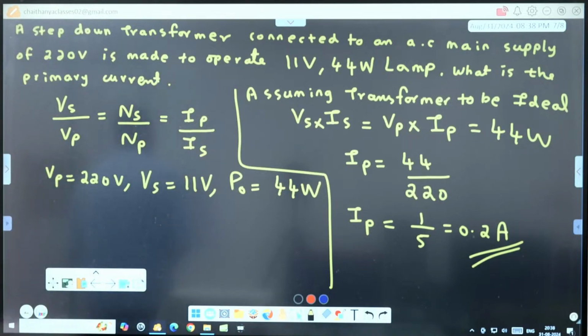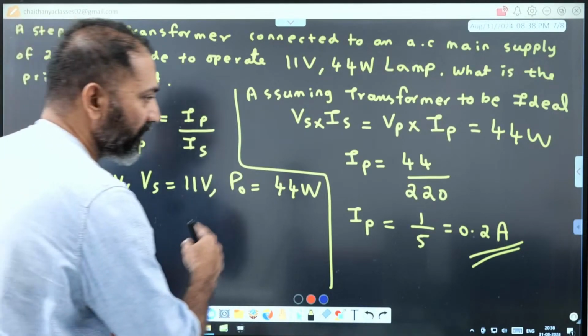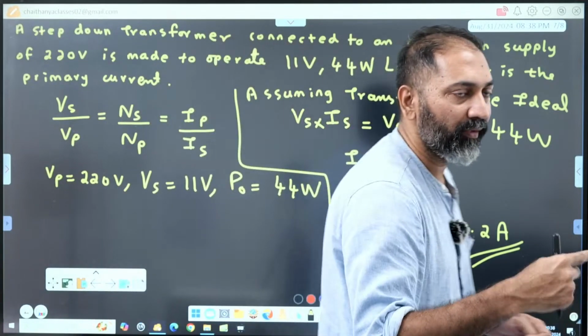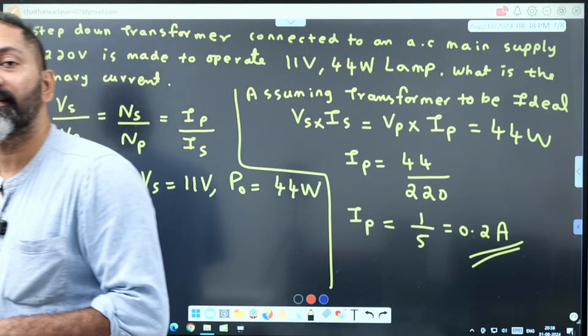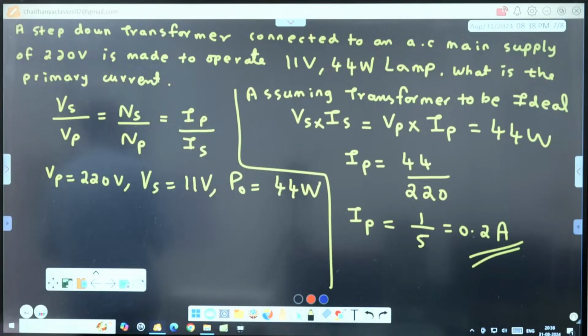Any doubt? Always remember, in a transformer, if there are no losses, input power equals output power. So Vs into Is is equal to Vp into Ip, that will be the power. If the transformer is ideal, and output power is given, that is also the input power.